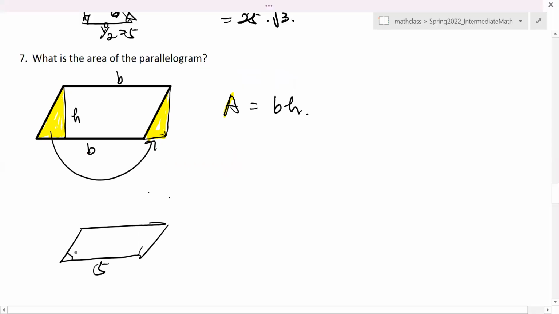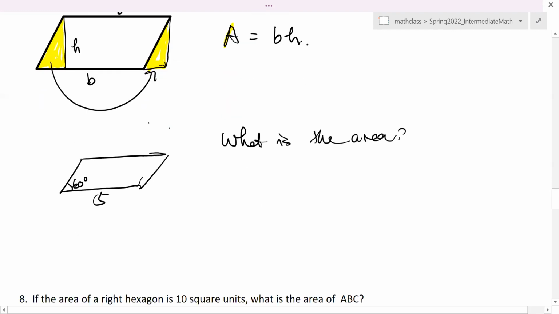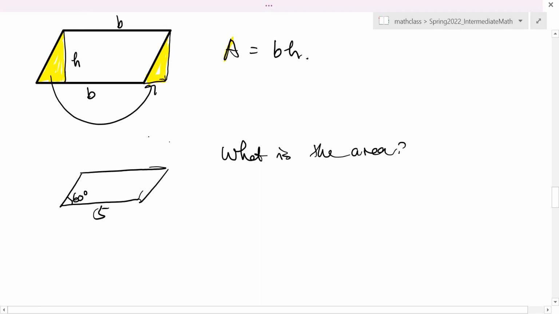So if this angle is 60 degrees, and this is a parallelogram, what is the area? To solve this problem, we assume that this is a parallelogram, otherwise we cannot solve the problem. So all you need to do is to find the height. If you find the height, then you can solve the problem. So the height is h.